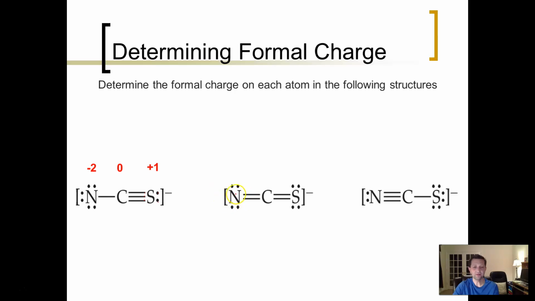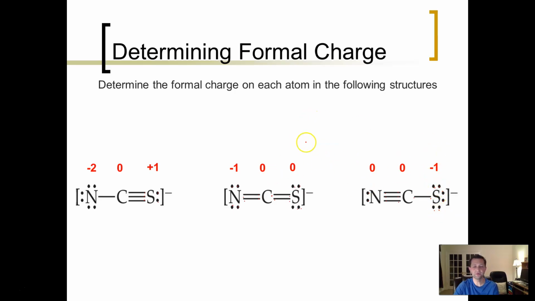Okay, structure in the middle. Nitrogen should have 5. 5 minus 1, 2, 3, 4, 5, 6 gives us -1. Carbon should have 4 minus 1, 2, 3, 4 gives you 0. Sulfur is 6 minus 1, 2, 3, 4, 5, 6 gives you 0. Off to the right, nitrogen should have 5. 5 minus 1, 2, 3, 4, 5 gives you 0. Carbon is 4 minus 1, 2, 3, 4 gives you 0. Sulfur is 6 minus 1, 2, 3, 4, 5, 6, 7 gives you -1.